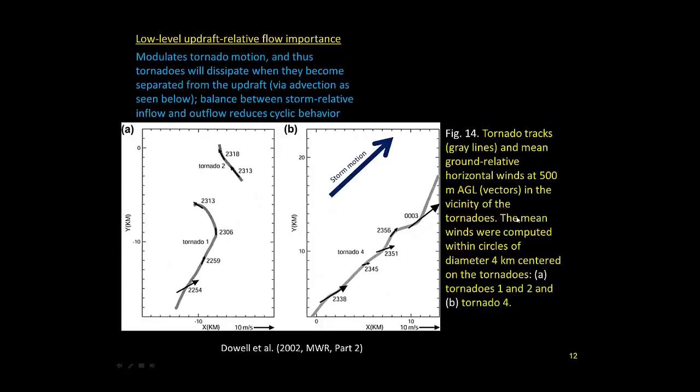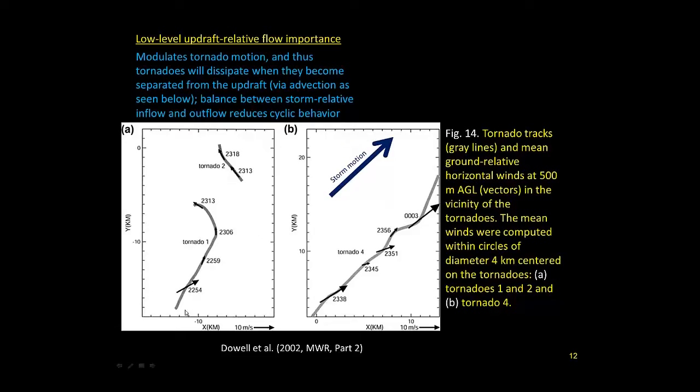Here's part 2 of David Dowell's paper, and here they stress the importance of low-level updraft relative flow in modulating the cycling and the duration of the tornadoes. Now, keep in mind, they had very highly detailed observations of this case. We can talk about this all we want and figure it out, but we can't, at the WFO level, measure this stuff. So we can develop our conceptual model about what we think could happen, but we can't get out there and measure this stuff.